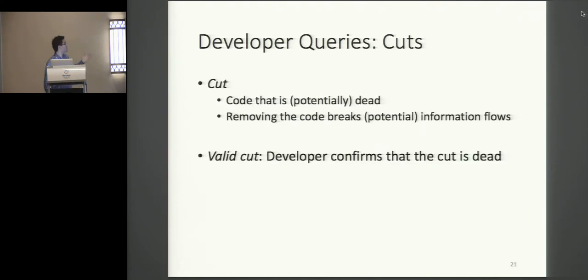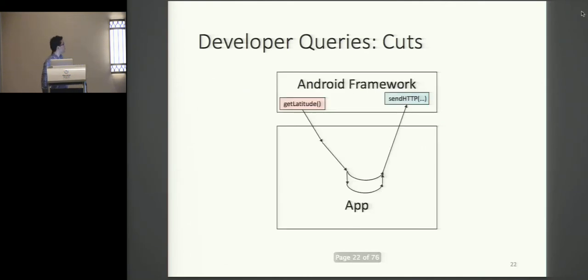So our queries to the developer are going to be what we call cuts. A cut is formally a piece of code that is potentially dead, and also removing the cut from the app breaks all the potential information flows that our static analysis finds. A valid cut is just going to be a cut that the developer confirms to be dead. So I'll just give a quick intuitive overview.